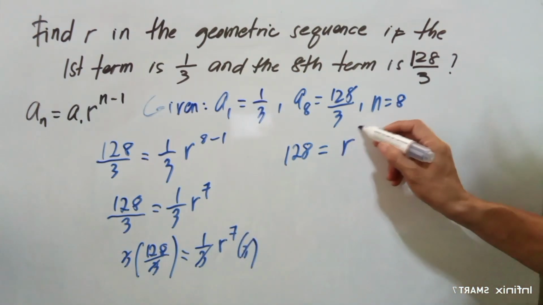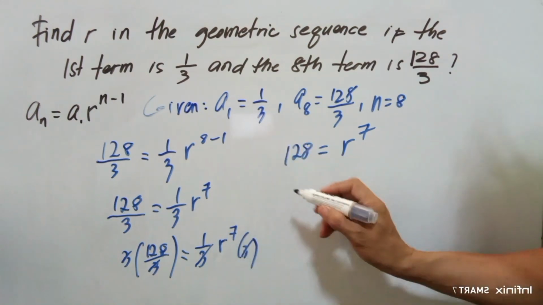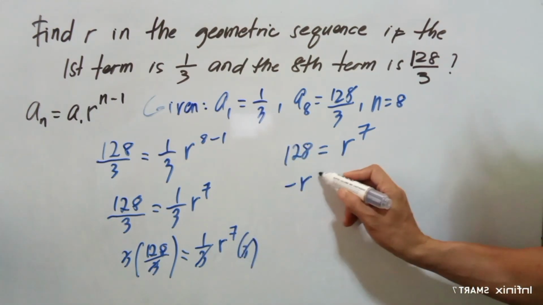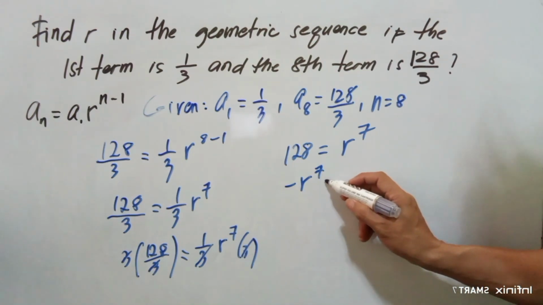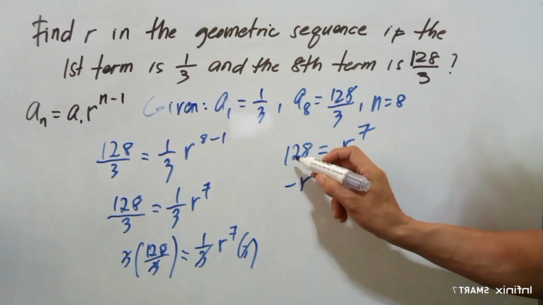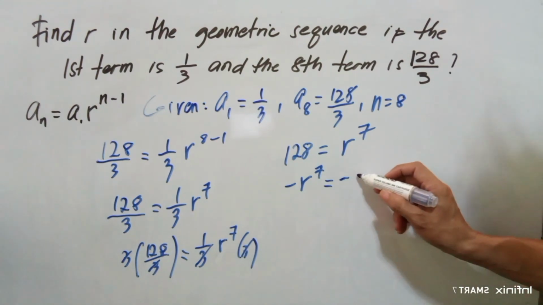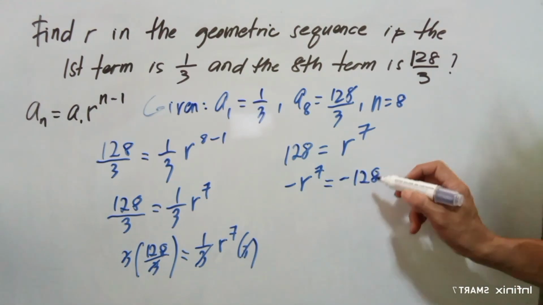So r raised to the power of 7. So yung transpose natin yan to the left, si r raised to the power of 7. So magiging negative r raised to the power of 7 equals, so 128 yung transpose natin. So this is negative 128.